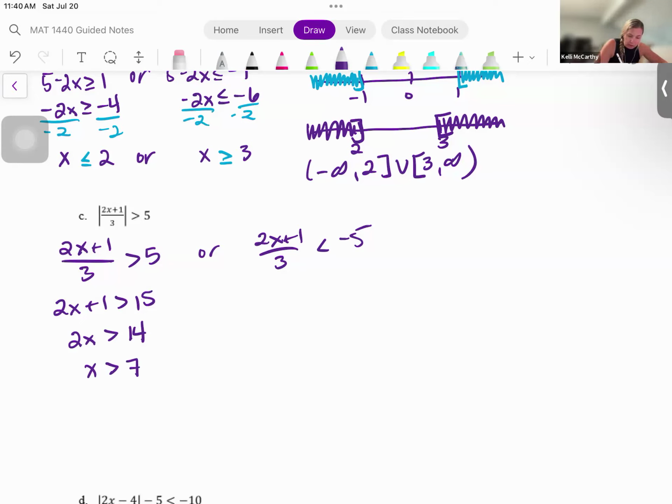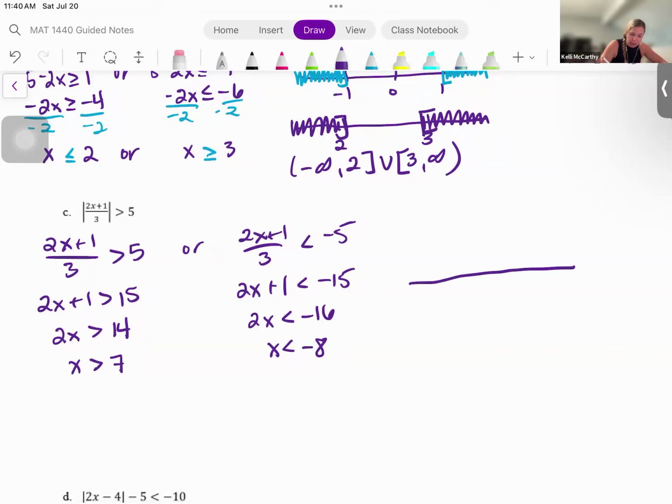Looking at the next inequality, again, starting with multiplying both sides by 3, we have 2x plus 1 is less than -15. Subtract 1. 2x is less than -16. And then divide by 2. X is less than -8.